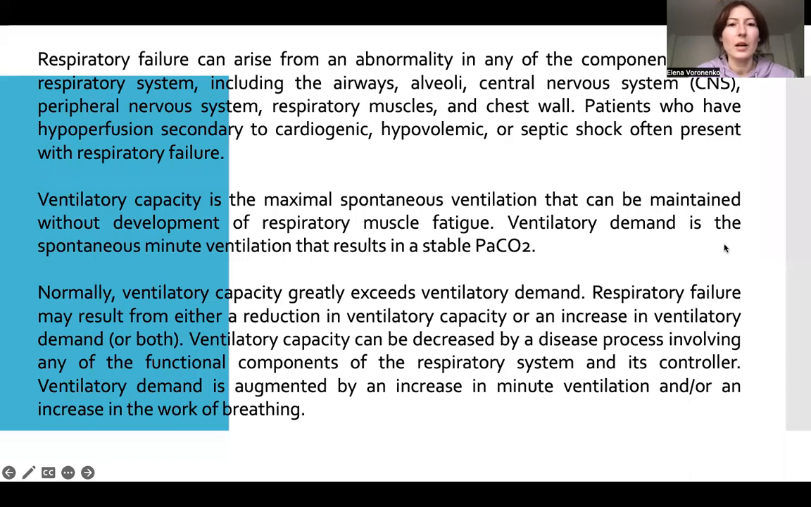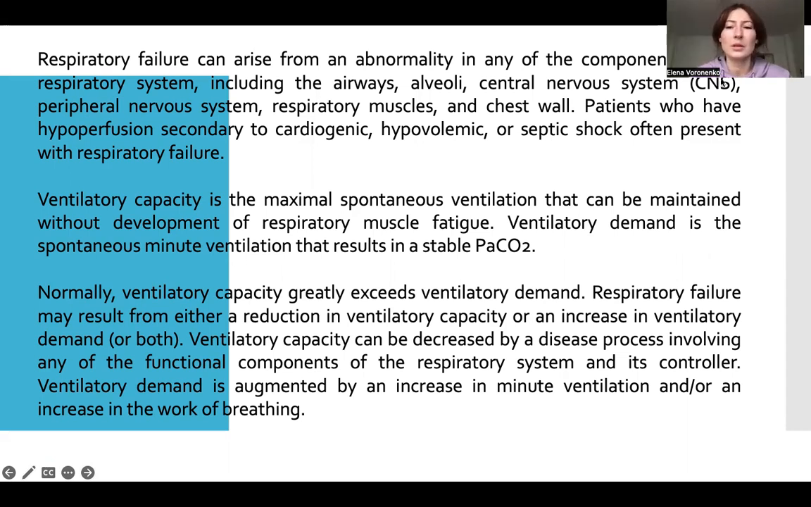Respiratory failure can arise from an abnormality in any of the components of the respiratory system, including the airways, alveoli, central nervous system, peripheral nervous system, respiratory muscles, and chest wall. Patients who have hypoperfusion secondary to cardiogenic, hypovolemic, and septic shock often present with respiratory failure. Ventilatory capacity is the maximal spontaneous ventilation that can be maintained without development of respiratory muscle fatigue.